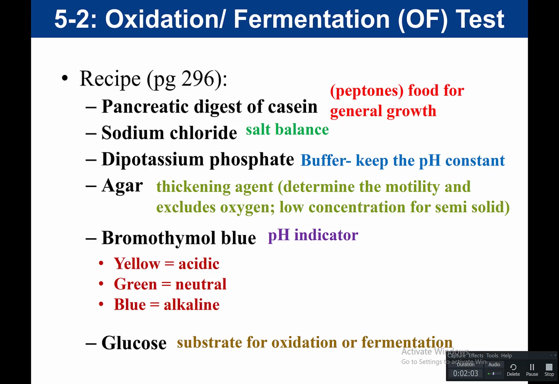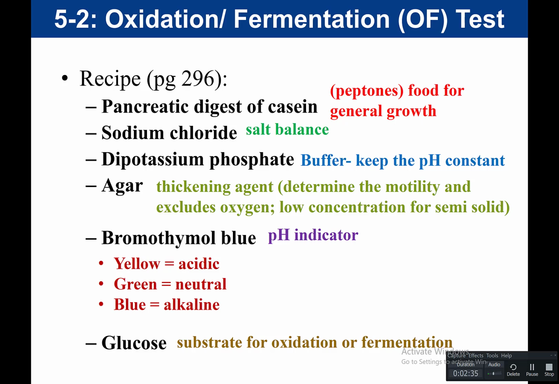You want to know what pH indicator was used in this test. So our pH indicator in this test is your bromothymol blue. Again, the blue tells you the alkaline color. So blue is alkaline. Yellow is acidic. Again, for every pH indicator we use except methyl red, yellow is acidic. And then halfway between blue and yellow is going to be green. Green is neutral. And you want to know that our test has glucose because glucose is our substrate for oxidation or fermentation.